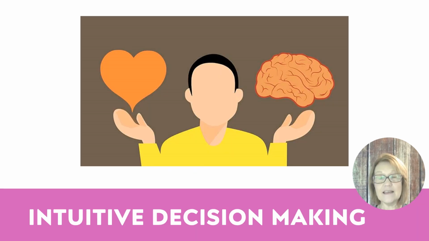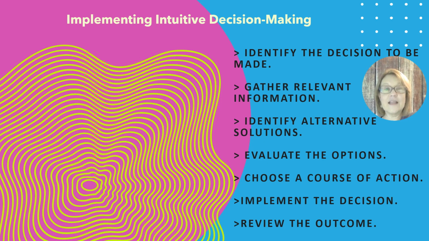The next example will be the intuitive decision making model. Now, as we talk about the second model, you're going to see a lot of similarities, almost identical steps to our first decision-making model. So when you want to implement the intuitive decision-making model, you're going to identify the decision that needs to be made. You're going to gather relevant information, identify all the alternative solutions, evaluate those options, choose a course of action, implement your decision, and then review the outcome. The pattern is the same, yes?